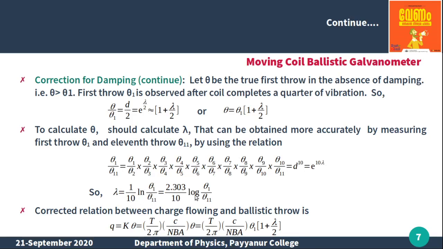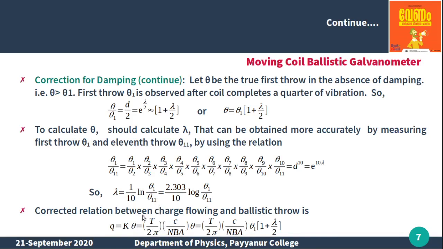Or in terms of base 10, it is 2.303 by 10 log of theta 1 by theta 11, this is base 10. You will get lambda. Now you can get Q. In K theta, we can measure theta 1 and then we can go to theta. How can we go to theta? Theta 1 into 1 plus lambda by 2. This is the corrected equation.